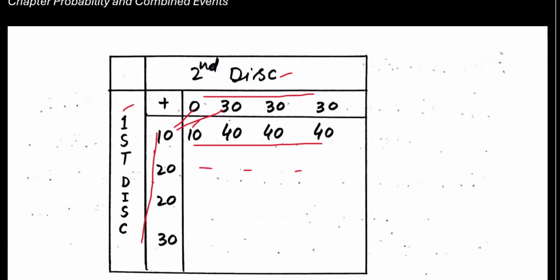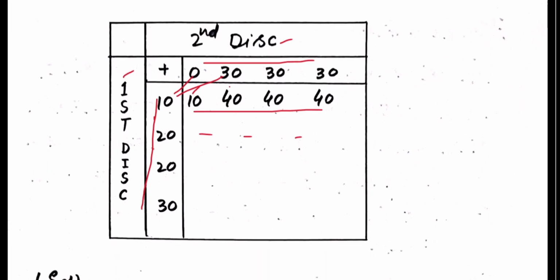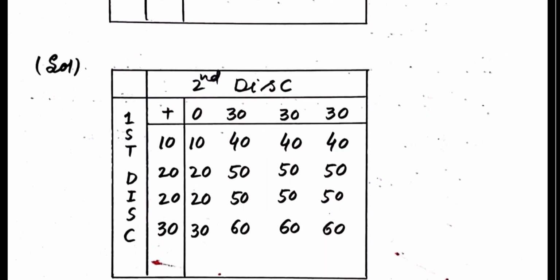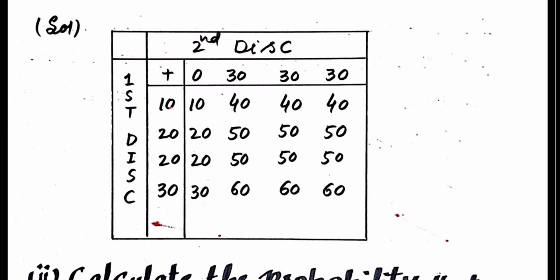3, 4, 12 values, sorry. This is simply given by adding elements: 20 plus 0, this is 20; 20 plus 30, this is 50; 20 plus 30, this is 50; 20 plus 30, this is 50. Similarly, you can add 30 plus 0, 30; 30 plus 30, 60, 60, 60. So this 4 by 4 table has 16 values total.